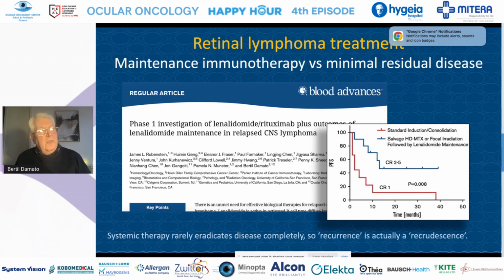Because I understand that there are several who give high-dose chemotherapy and then they stop the treatment thinking that they've cured the disease, and then the disease comes back, and they speak about a relapse or a recurrence or recrudescence of the disease. Whereas Dr. Rubenstein understood that once you have CNS lymphoma, there's always minimal residual disease waiting to come back unless you keep it suppressed with long-term immunotherapy. And he showed that survival was much better after giving that maintenance therapy.